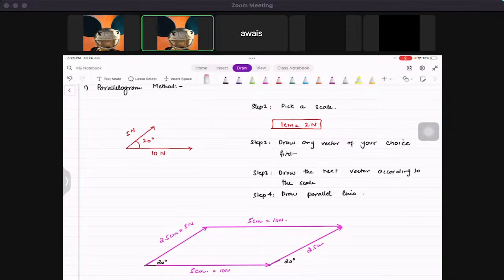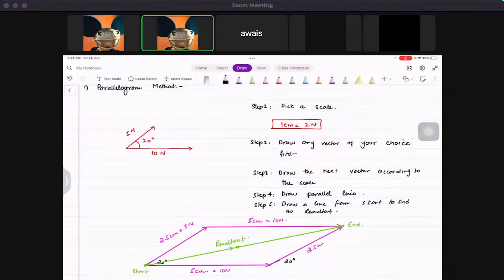So now you need to remember that this point was our start of the drawing, and this point is the end of our drawing because we finished here. So we are going to make a line from the start to end, and this line will be the resultant vector. Okay, so you can write step 5: draw a line from start to end as resultant.